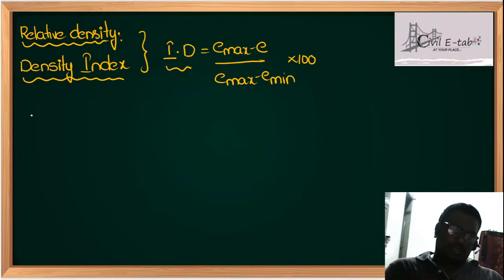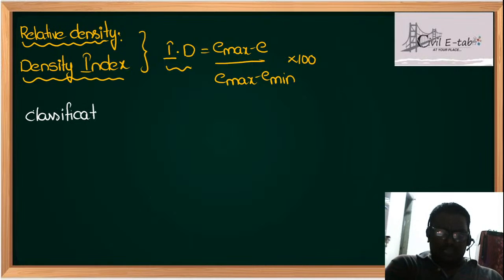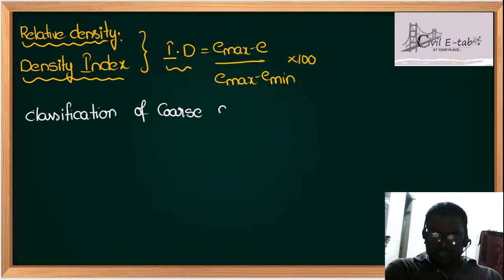Now, students, relative density is useful for classification of coarse grained soils, which I told you. It is useful for classification of coarse grained soils. There is another advantage I will be telling you.